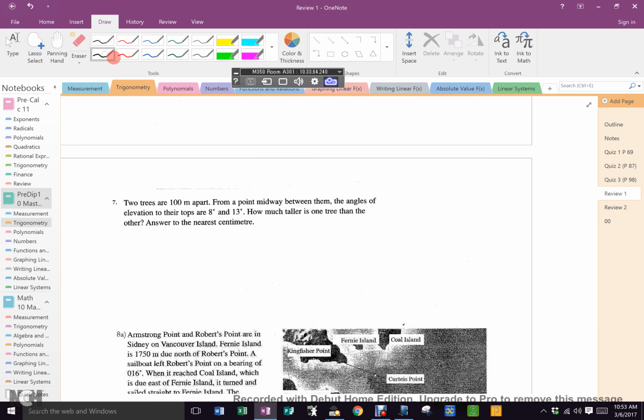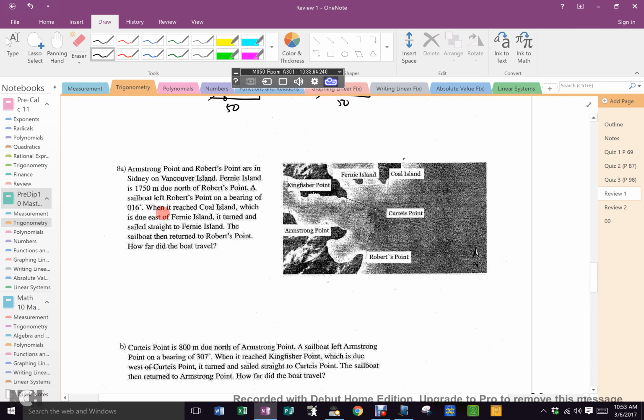The two trees are apart, so it is 8, 50, and x, and 13, 50, and y, and then you got to subtract them. So it's 50 tan 13 minus 50 tan 8. And I don't remember the answer. But if you have that work, you've got it. Okay? This is what's important to me in a trig question.